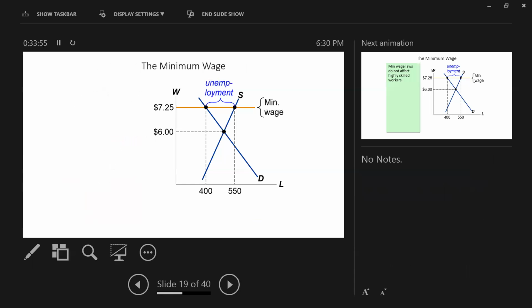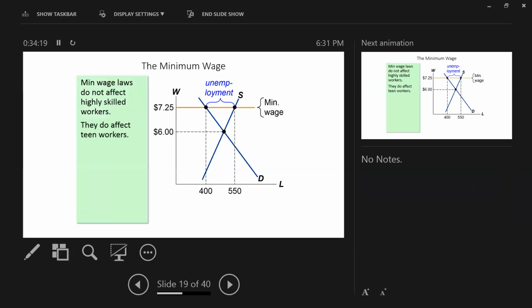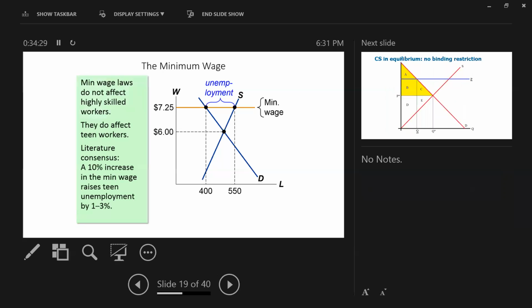One thing to keep in mind here is that we're dealing specifically with the market for low-wage workers. If you're making $400 an hour as a computer programmer, then obviously raising the minimum wage up to $7.25 is not binding on you in that particular case, but it will be binding on a worker making only $6 an hour. Okay, so the minimum wage laws do not affect highly skilled workers. They do affect unskilled and teen workers. And the consensus in the literature suggests that a 10% increase in the minimum wage tends to raise teen unemployment by about 2%, somewhere in between 1 and 3%, depending on exactly which study you are consulting.